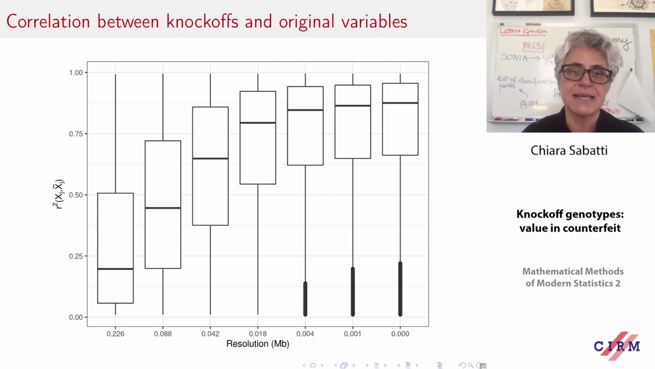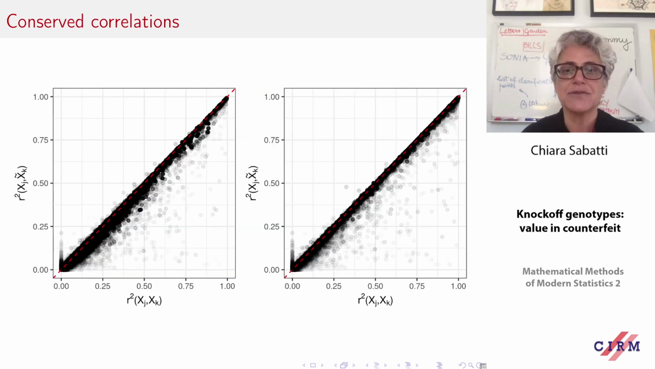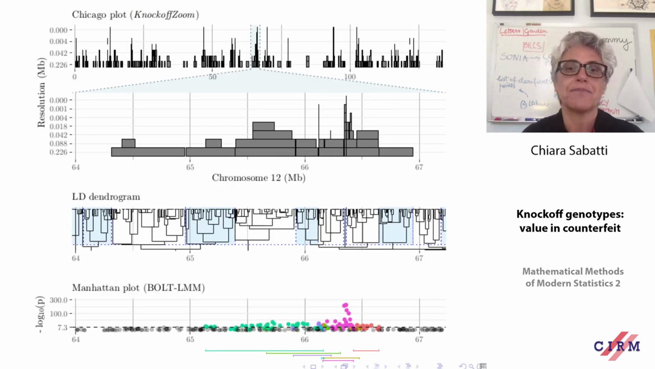This graph represents the same information, but instead of just giving you one R value, it gives you box plots for those. And these graphs simply show that if we look at the correlations that we have to conserve to construct a correct knockoff, we indeed conserve them. So if you look at the correlation between one variable and another one, and that variable and the knockoff of the other one, they are very much conserved.